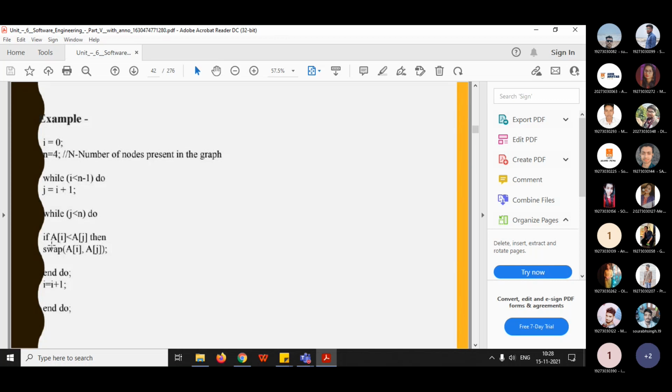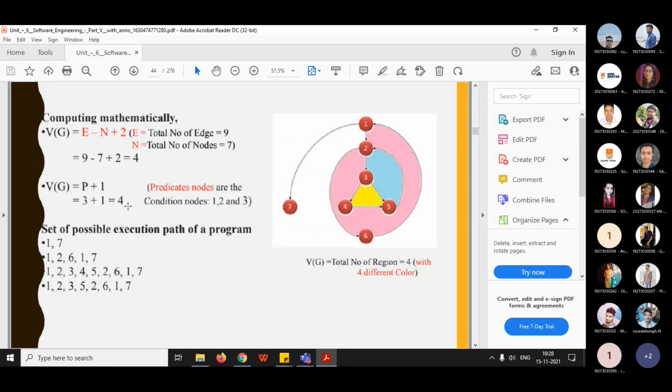And the third one is if ai less than aj. So this is another condition. So three conditional statements are there. So that's why we will be taking three predicate nodes plus 1. In this way you can use the shortcut method to find the number of regions.